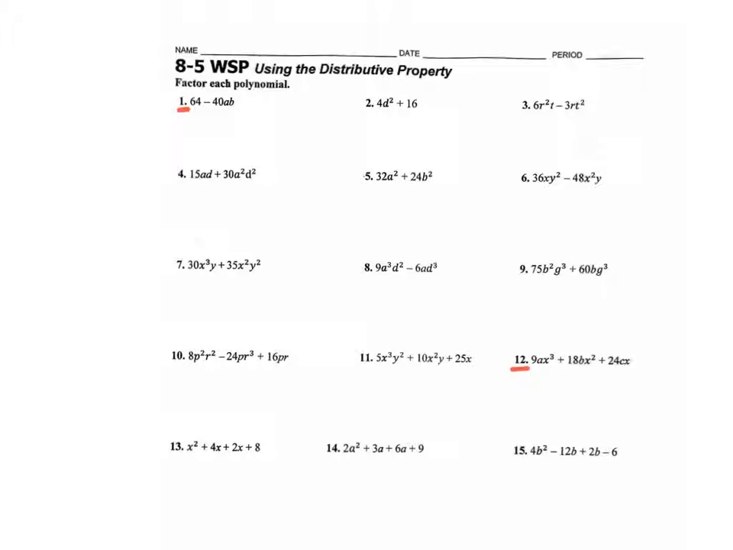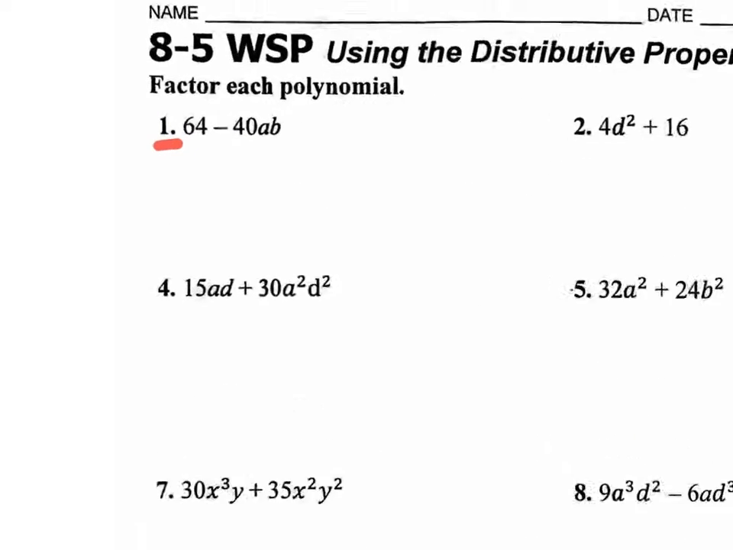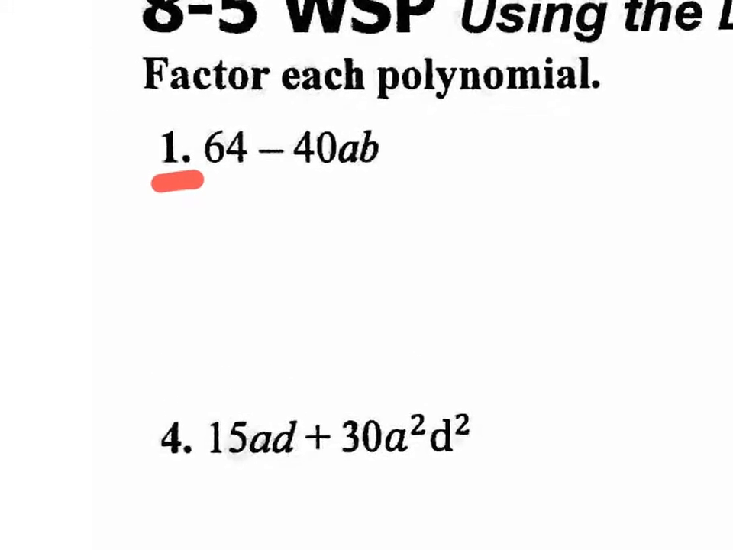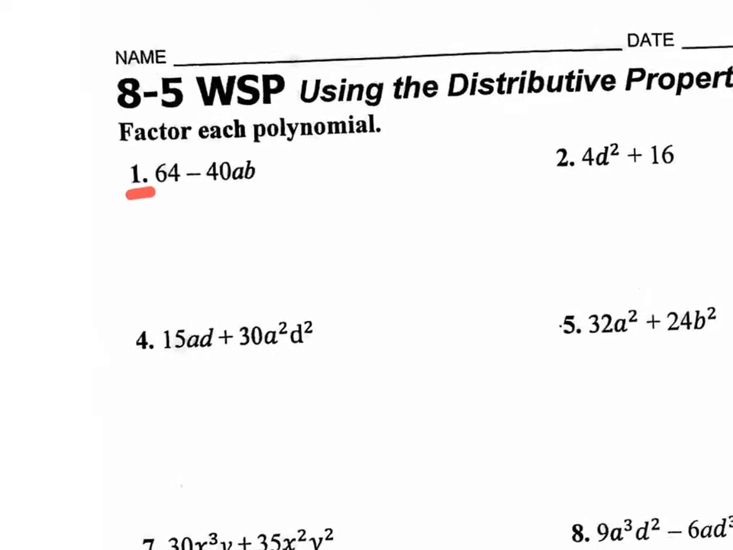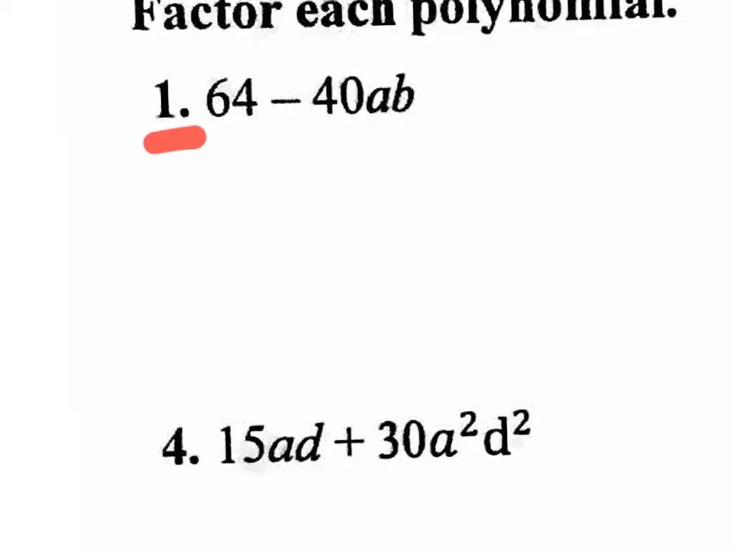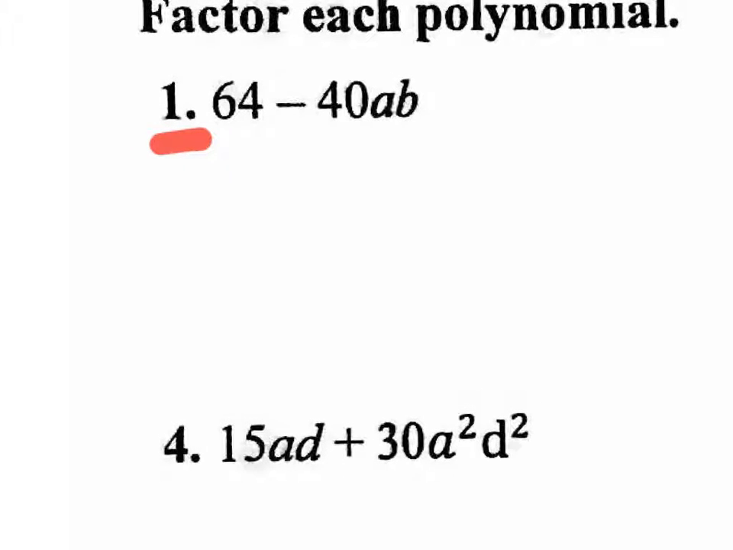So we're going to practice factoring out the GCF. It says factor each polynomial, using the distributive property. It's really using the distributive property but backwards, right? So whenever you have any polynomial, go ahead and start by writing your parentheses and then thinking what's in common with the 64 and the 40AB.